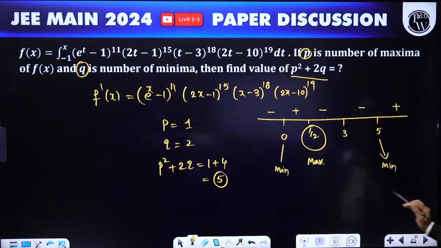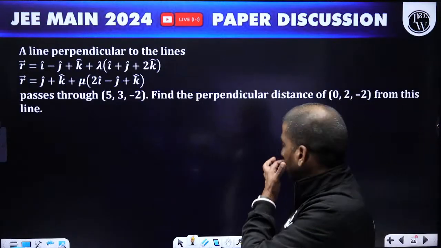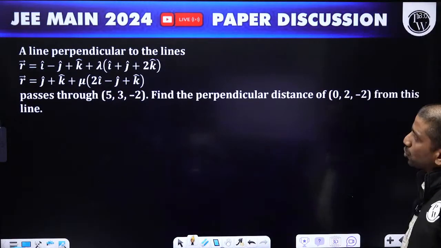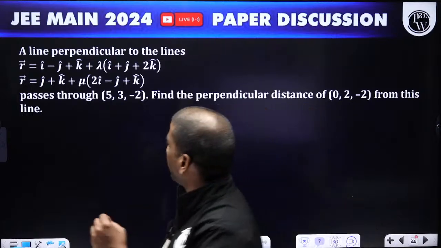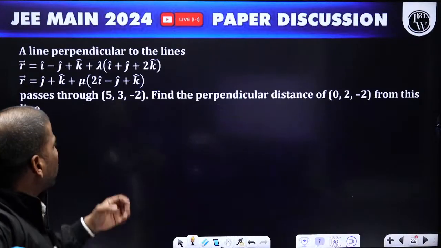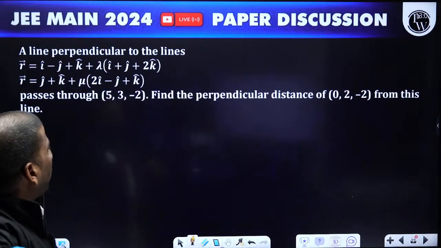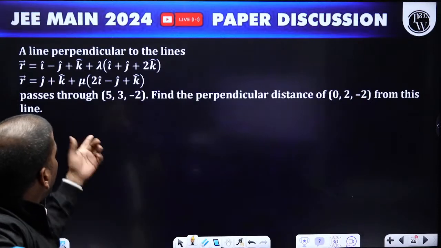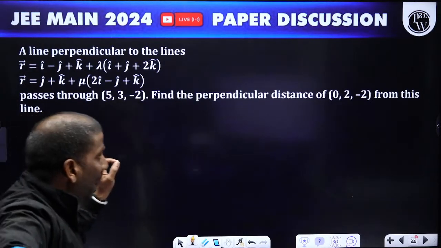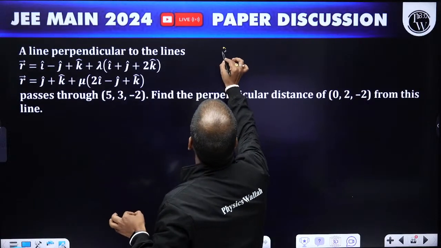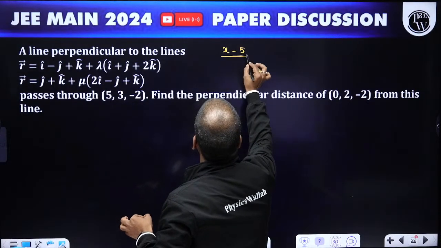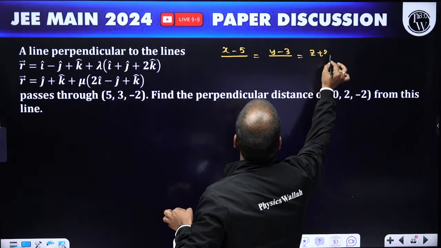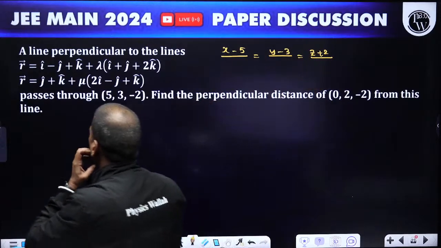Okay. So next one more question here. This question is from vectors. A line perpendicular to the line. So yesterday it was directly the perpendicular distance from the point to the line, but here the line is not given. The line is perpendicular to the given two lines and passes through a point x1, y1, z1. What do you write? X minus 5 by something, y minus 3 by something, and z plus 2 by something. We want those DRs. We want DRs.